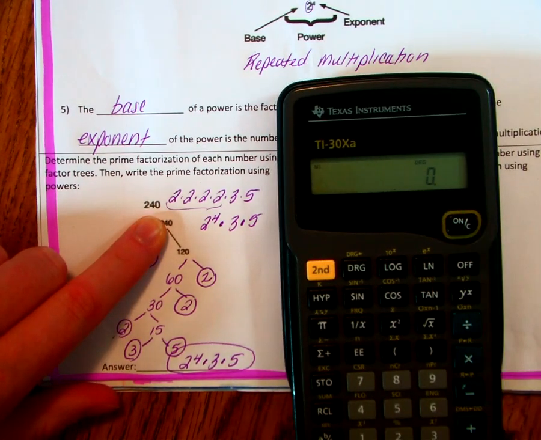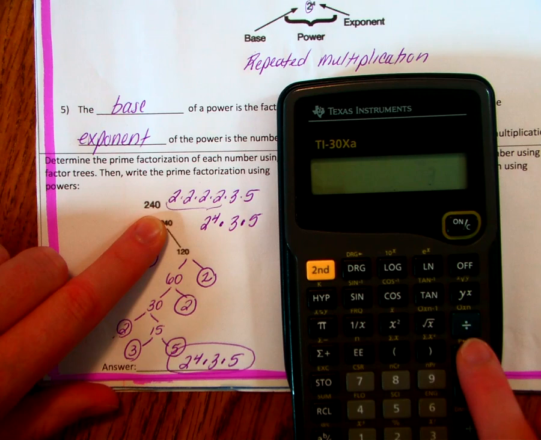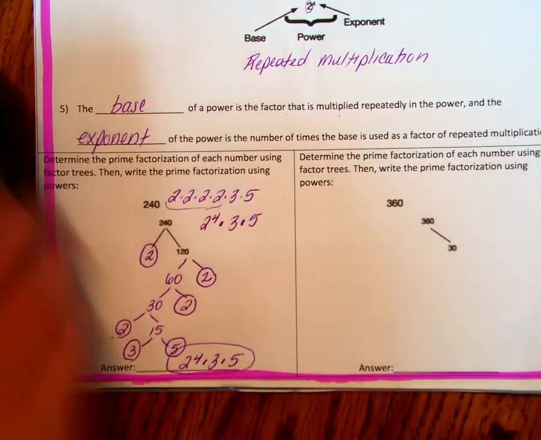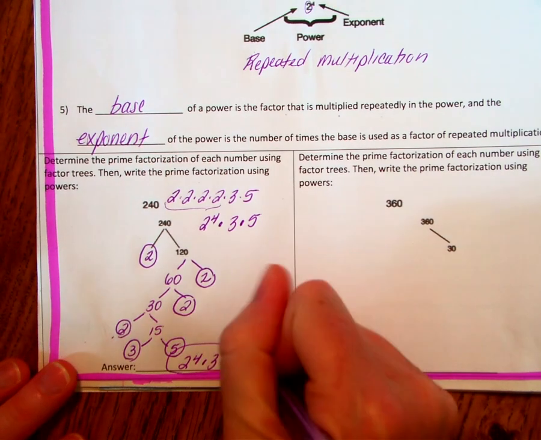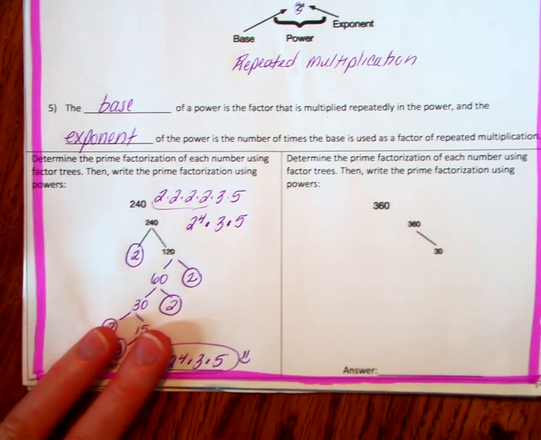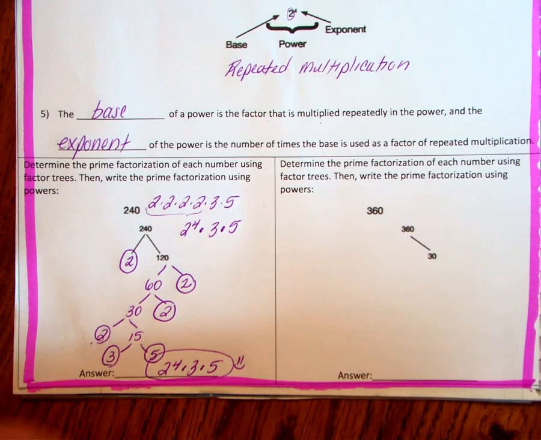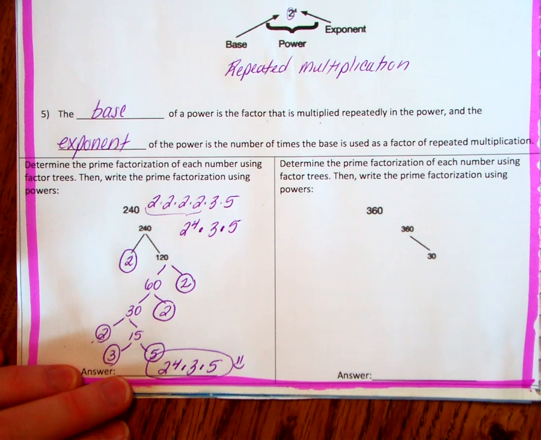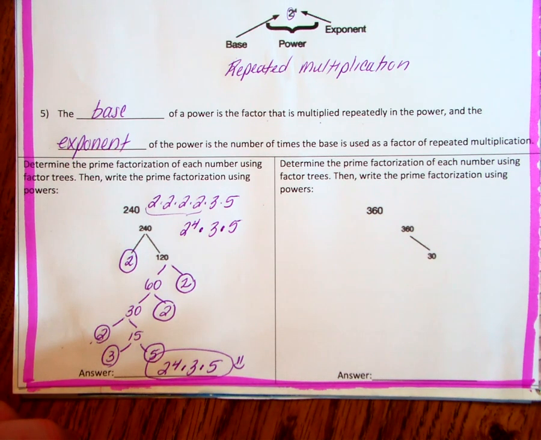Let's see what my calculator says. 2 times 2 times 2 times 2 times 3 times 5. It's a true story. We did excellent. All right. Happy face. Determine the prime factorization of each number using factor trees, then write the prime factorization using powers. Okay, I'd like you to try this one independently, so if you could, pause the video so you can give it a go, and then resume the video to see if we got the same final answer.